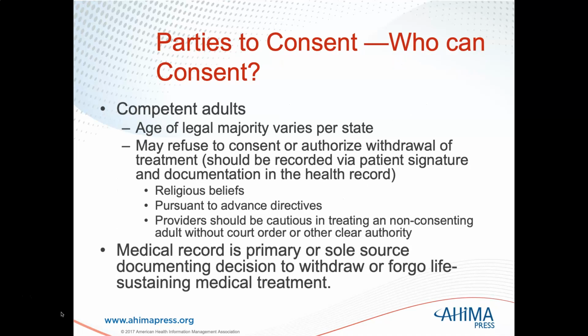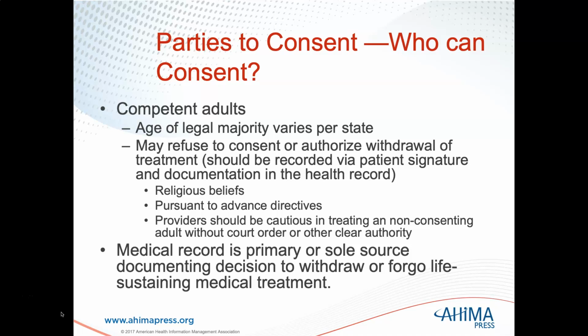So let's move on to who can consent. And this is on page 154 in your book. Competent adults. You have to be competent in order to be able to consent, and you also need to be an adult. There are exceptions to this when it comes to minors, and we'll probably talk about that a little bit further down the road. But competent adults can consent. They need to be at the age of legal majority, which varies per state, so you need to know what your state's rule is about legal majority.